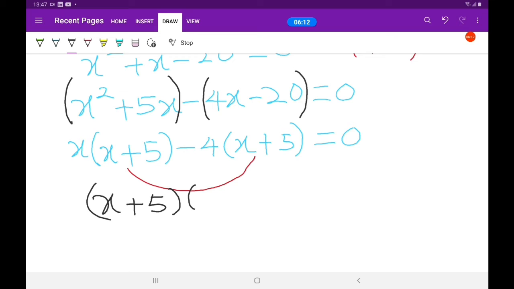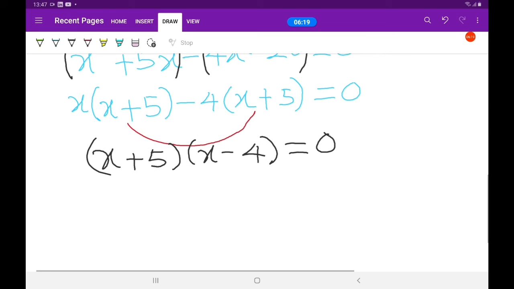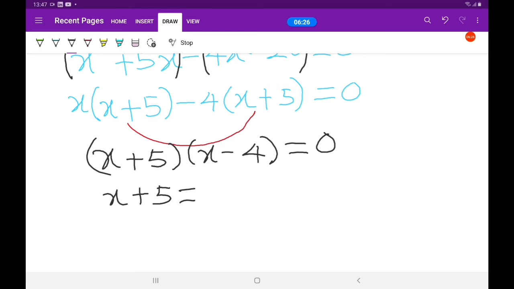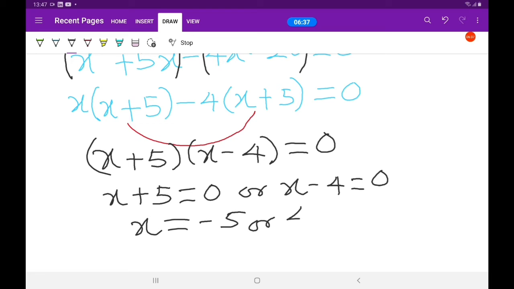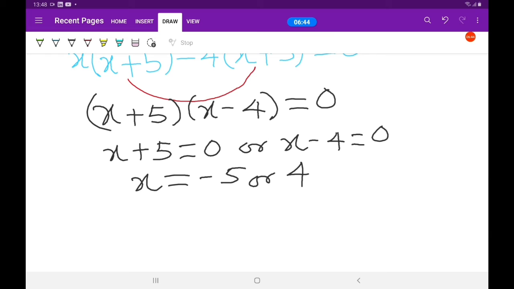Then we have x minus 4 equals 0. So anytime you have a question like this, it simply means x plus 5 equals 0 or x minus 4 equals 0, such that x equals negative 5 or 4. So we have gotten the solution to be negative 5 or 4 for x.